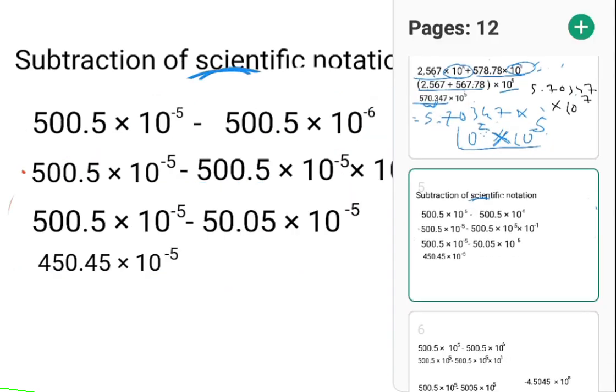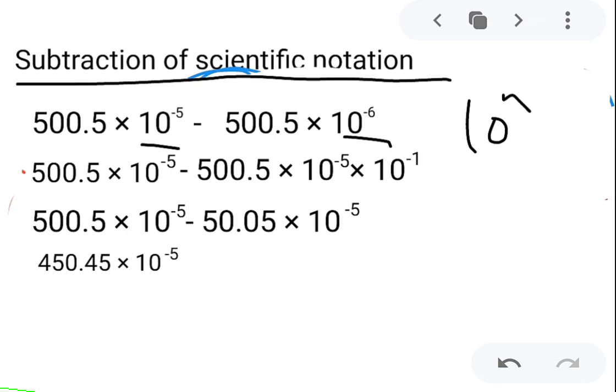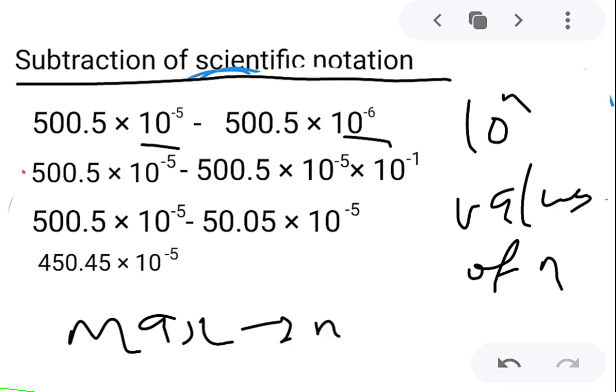Clear? Now what to do if subtraction is there? It should be the same as addition. But what to do when there are two different values of n in the power of 10? So I need to convert that. Remember one thing, the maximum number can always be converted into the minimum, either it is minus or it is plus. So here, which is the big one? 10 raised to minus 6.